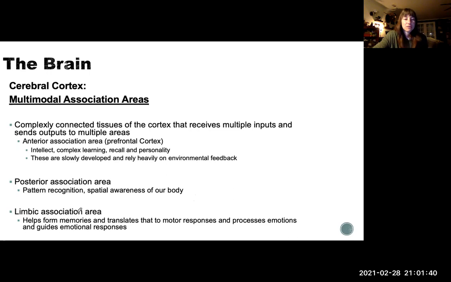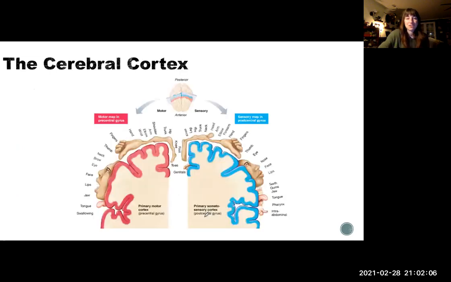And the limbic association area, deeper inside of your brain, helps you to form memories. It involves the hippocampus and other structures that are involved in memory, long-term memory, that translate into motor responses and emotions based on stimuli, right? Guides your emotional responses to stimuli based on the deeply held memories and the emotions that you have attached to them, which is pretty trippy. A lot of interesting stuff.